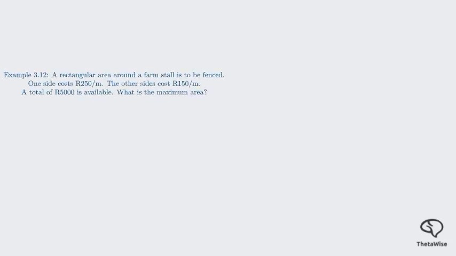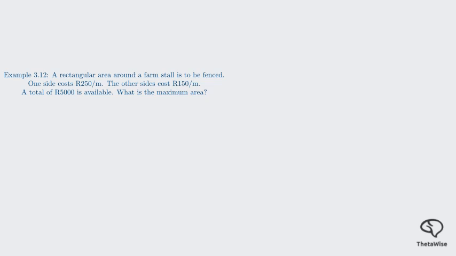Let's work through a practical problem involving cost and area. By the end of this scene, you will be able to maximize a fenced area given a budget constraint with varying costs. Example 3.12 describes a rectangular area to be fenced near a farm stall. The key detail is the cost.